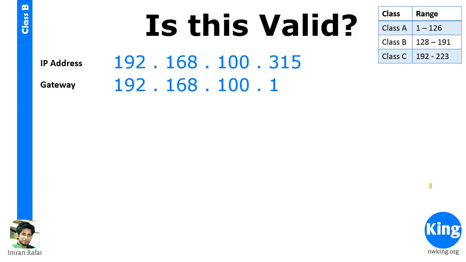192.168.100.315, and the gateway 192.168.100.1. Pause this video and let me know if it is valid. 192 is a class C IP address. Very good. If it is class C IP address, the division is here. So is it the same? If you check, 192.168.100 is the same, so that's all right.